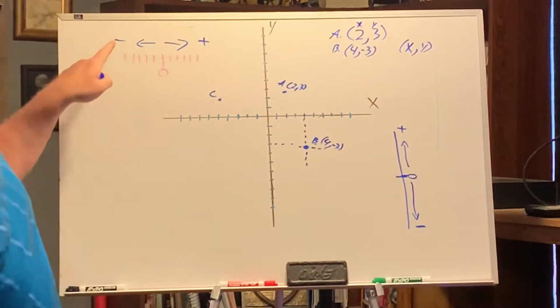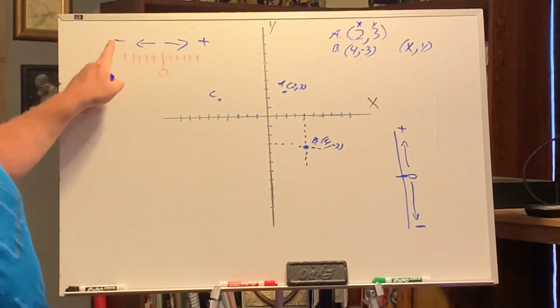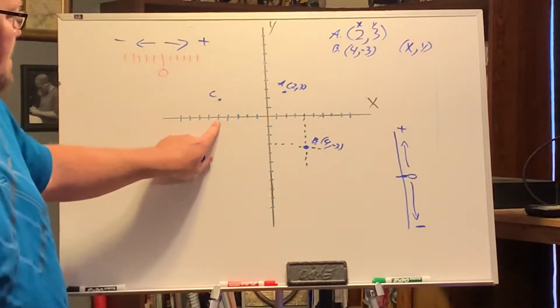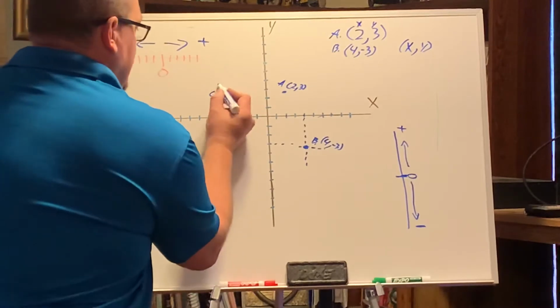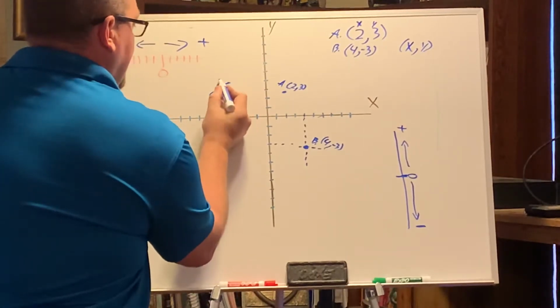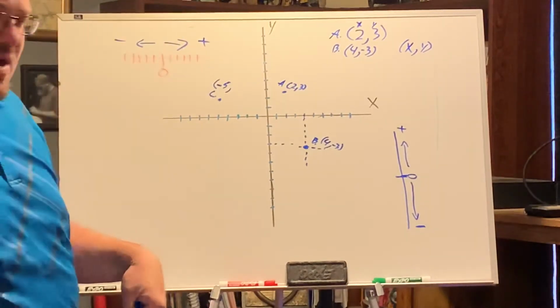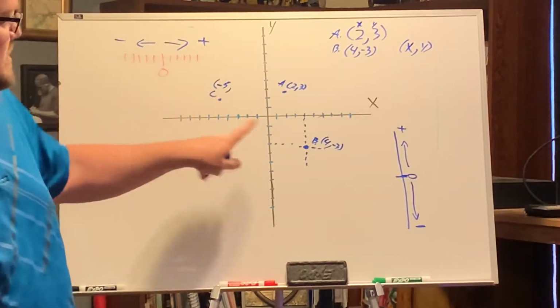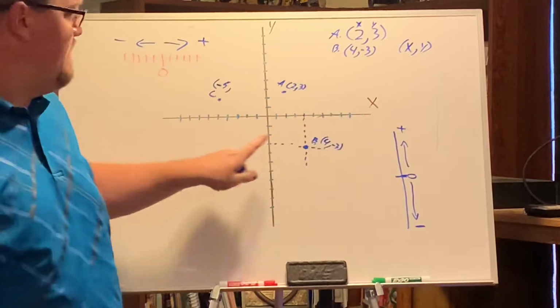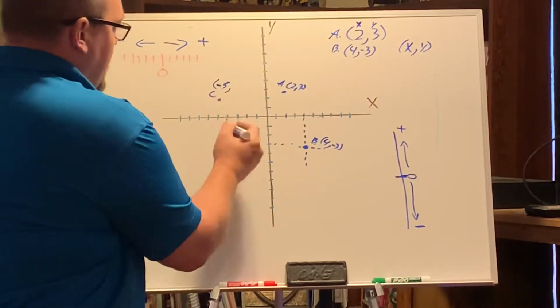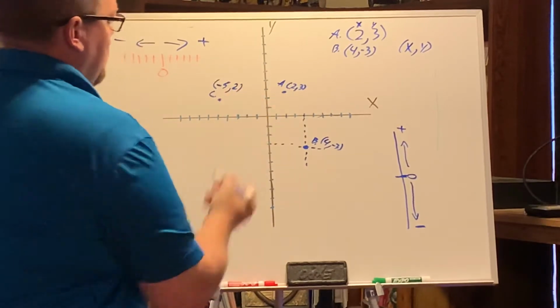Is it to the left or to the right of our central point? To the left. That tells us it's going to be a negative number. But how big? 1, 2, 3, 4, 5. So point C is a negative 5. What about the Y coordinate? How far up or down is it? Well, we know it's up, so it's going to be a positive number. But how many? 1, 2. This is a 5, 2.